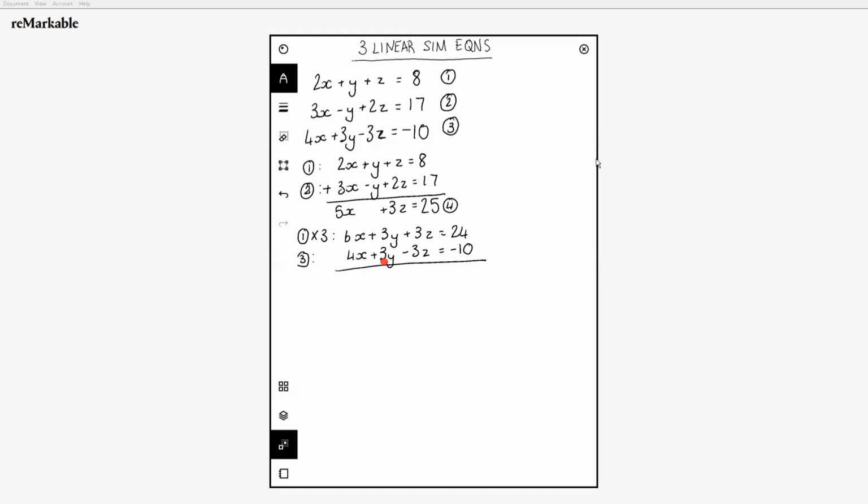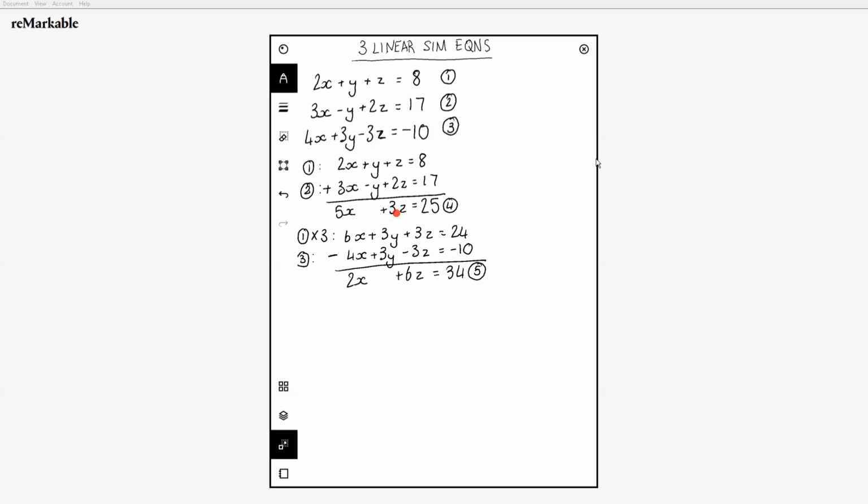3y minus 3y is going to give 0, so we want to subtract them to eliminate the y's. 6x minus 4x is 2x, the y's cancel. 3z minus 3z is 3z plus 3z, which is 6z. And 24 minus 10 is 24 plus 10, so that's 34. That's our equation 5. And now we have 2 equations in terms of x and z. So now it's just basically the same as our 2 linear simultaneous equations. So we decide, do we want to eliminate z or do we want to eliminate x?